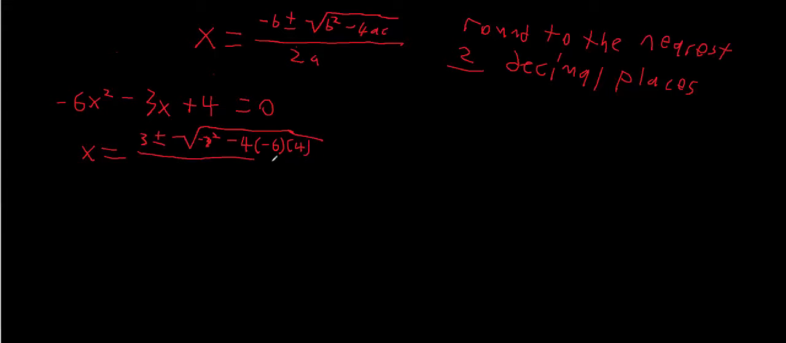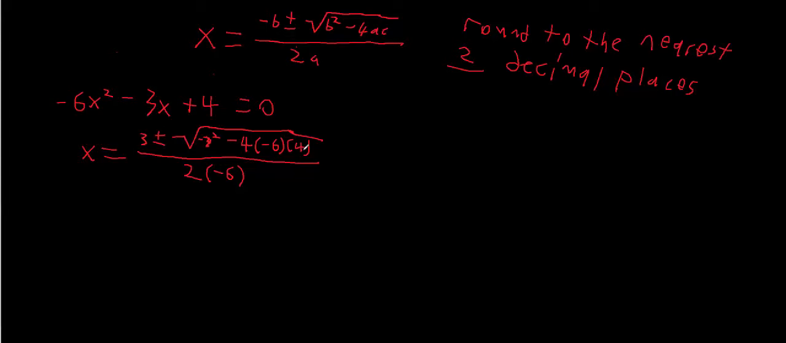And all of that is over 2a, which is negative 6. And then from there we would just have to work through this problem. Alright, I'm back, and I got me a calculator. So the first thing you would want to do is solve this here. We'll start with negative 4 times negative 6, which would give you positive 24. And then positive 24 times this 4 here would give you positive 96.